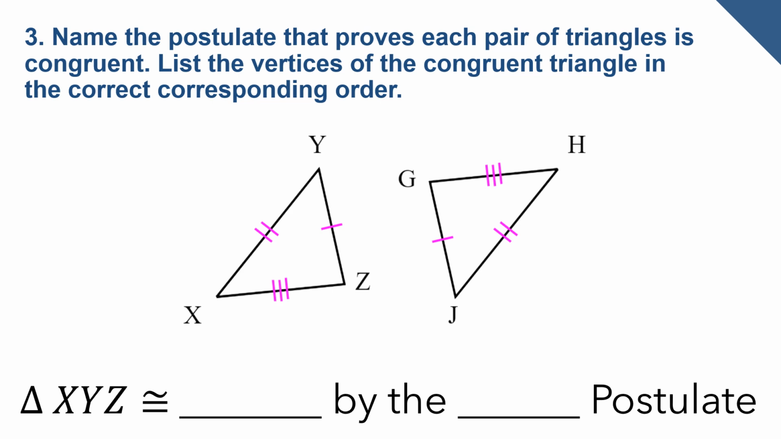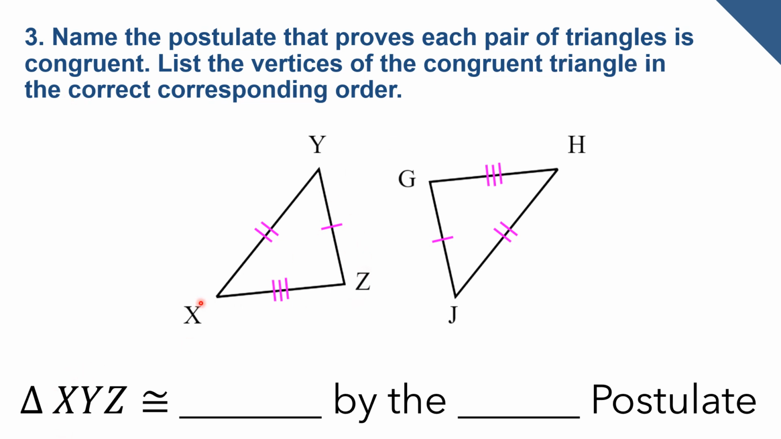All right, so name the postulate that proves each pair of triangles is congruent. That's the first thing. Then we're supposed to list the vertices. Remember, the vertices are just the corners. The definition of a vertex is where two sides meet up. So we're supposed to list the vertices of the congruent triangle in the correct corresponding order.